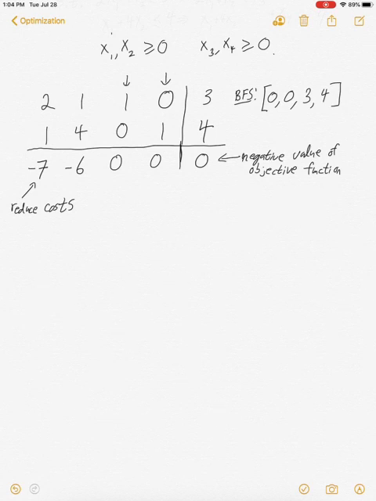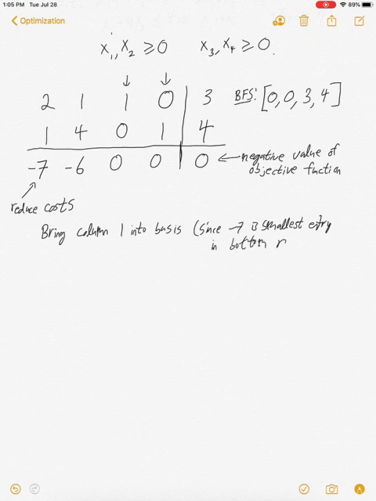So now that we have the reduced costs sitting below the tableau, we can just figure out immediately which column we want to use. So we bring column 1 into the basis, since negative 7 is the smallest entry in the bottom row. And when I say it's the smallest entry in the bottom row, I just mean among these 4 elements. I'm not including the bottom right-hand corner.